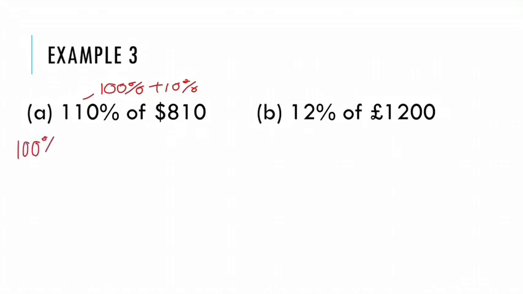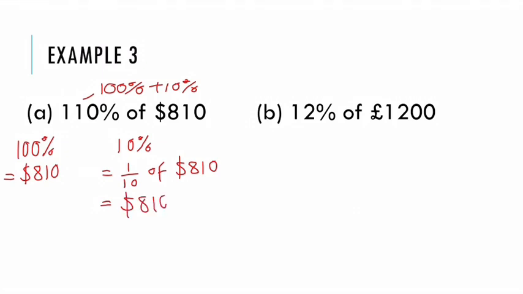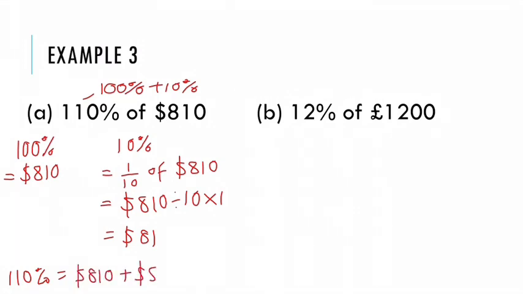So 100%, remember, is just one whole. So that is equal to our whole number of $810. 10% is 1 over 10 as a fraction, so we need to calculate 1/10 of $810. We divide by the bottom, multiply by the top, which gives 81. So in order to calculate 110%, I must add these two numbers together, which is going to give me 891.